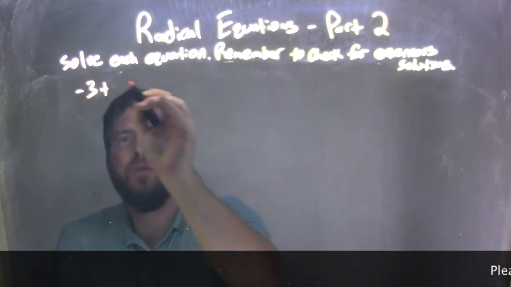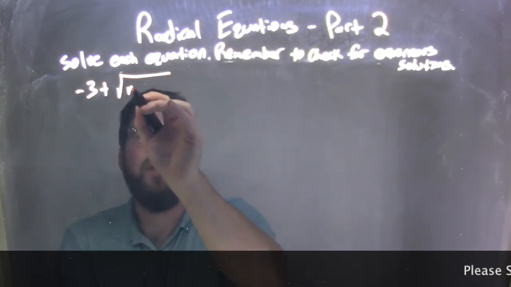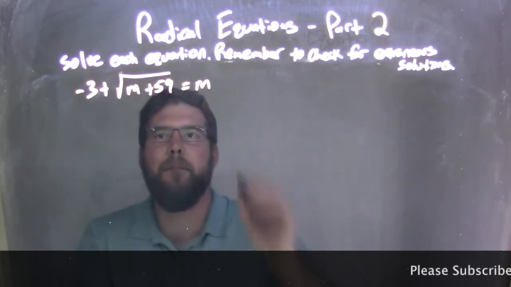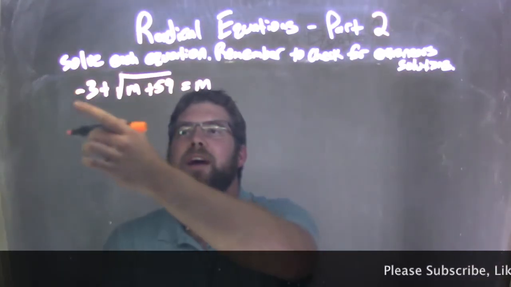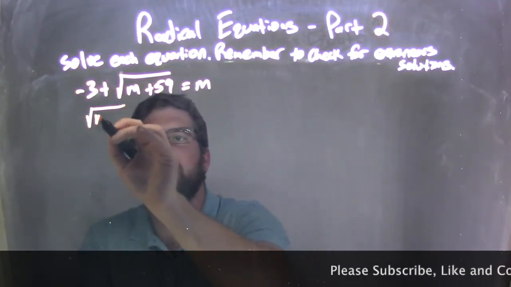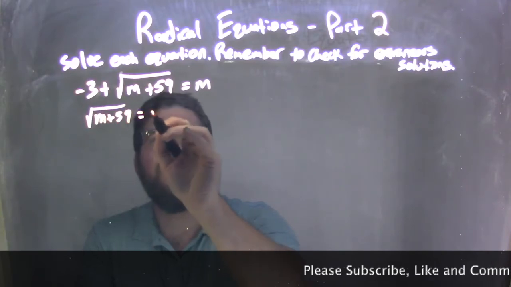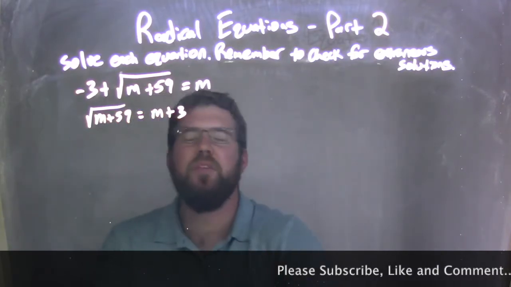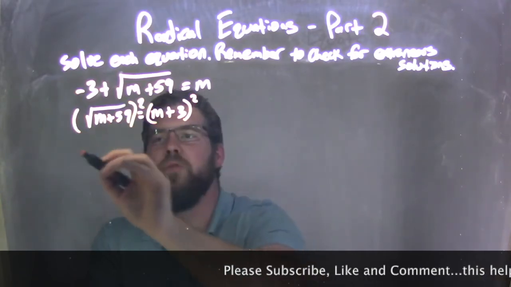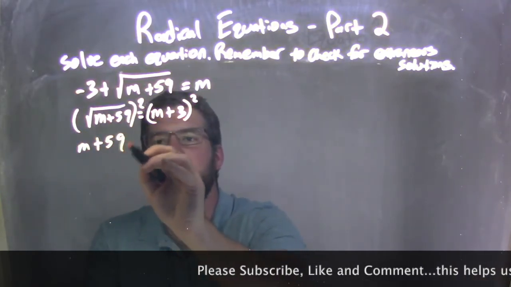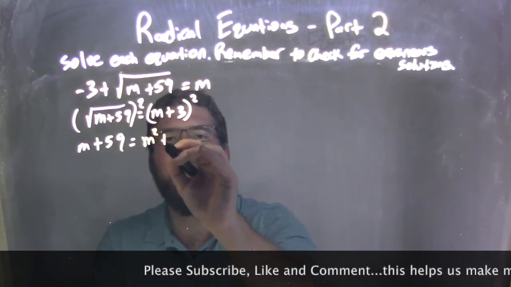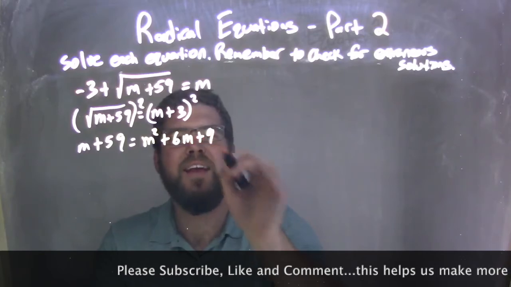Negative 3 plus square root of m plus 59 equals m. Okay? Well, first thing, I bring the negative 3 over to the right to isolate the square root, so I'm left with the square root of m plus 59 equals m plus 3. Now that the square root's isolated, I'm going to square both sides. What that does is eliminate the square root, leaving me with m plus 59 on the left, and then m plus 3 times m plus 3 comes out to be m squared plus 6m plus 9.